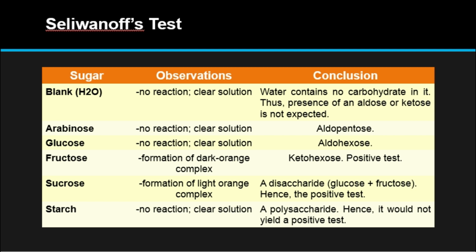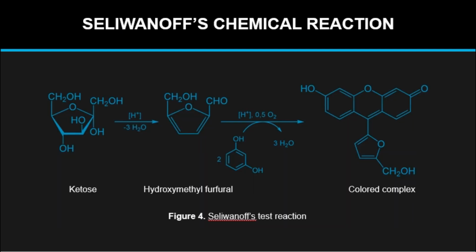This test is also given by sucrose, which is hydrolyzed during the course of the test, yielding fructose as one of the products. Hence the positive test of the sucrose. So why does ketose react faster in Seliwanoff's test? Ketoses, when heated, are dehydrated faster, hence they give the positive test faster relative to aldose sugars.